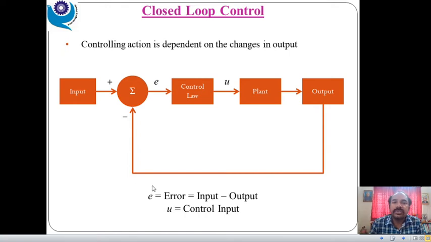Now looking towards the closed loop control system, the controlling action is dependent on the changes in output. Obviously it's very important over here. Now some additional part is added, a summation, which we call a comparator, or you can say error amplifier. It detects E, which stands for error, is equal to input minus output, and U is simply the control input.